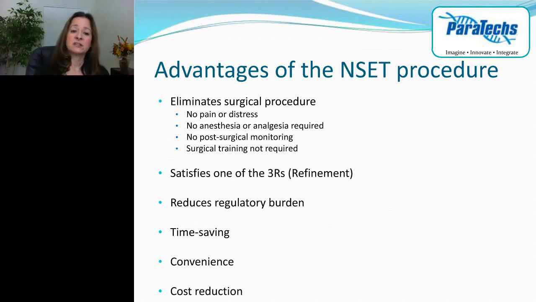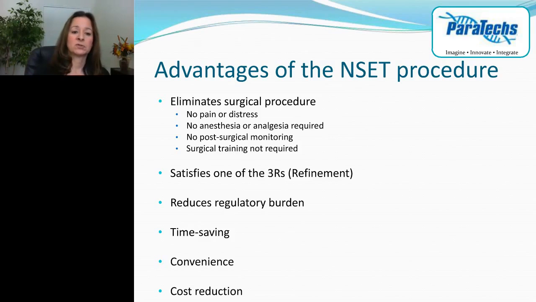So, some of the advantages of the NSET procedure itself. First and foremost, it eliminates a surgical procedure entirely, so there's no pain or distress to the animals. You can see from the video that the animal is very calm and easy to work with, and that animal had received no anesthesia or analgesia. Again, for a non-surgical embryo transfer, there is no anesthesia required. There's no post-surgical monitoring. After the procedure is done, the animal is simply returned to the cage and the procedure is over.